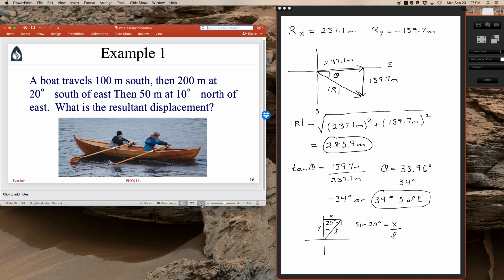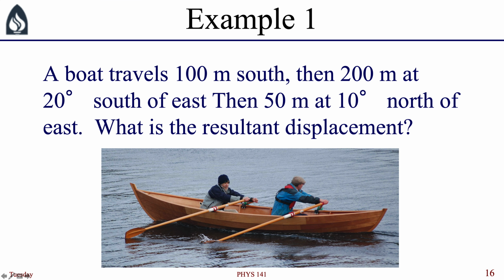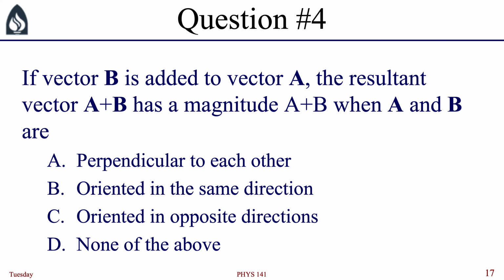Okay, so let's look at a couple of questions. In this first question, if vector B is added to vector A, the resultant vector, A plus B, has a magnitude A plus B when A and B are, and we have some options here. So what this question is asking is, when is it okay to add together the magnitudes of the two vectors?